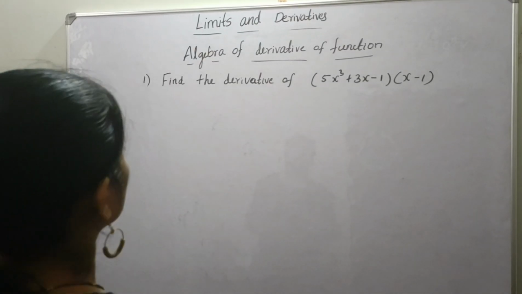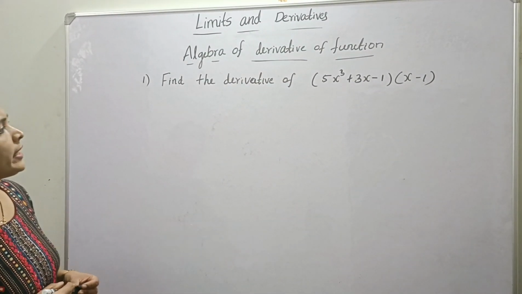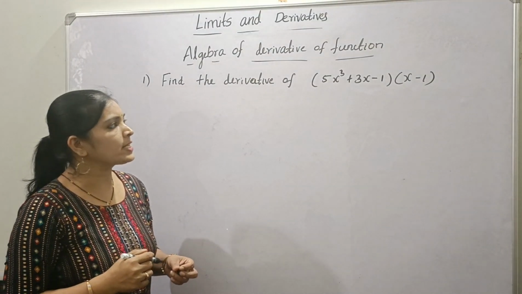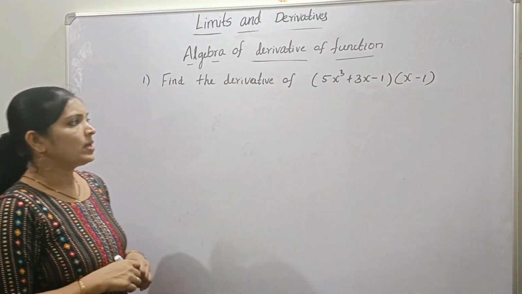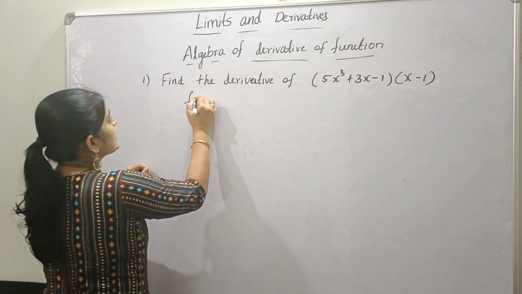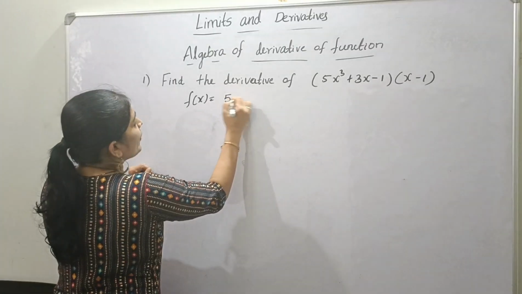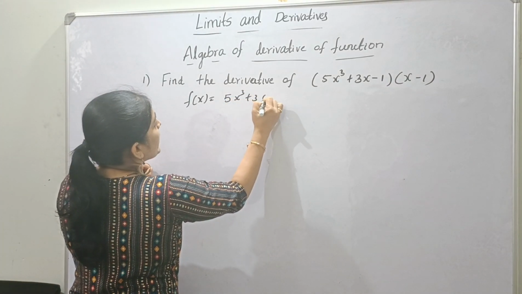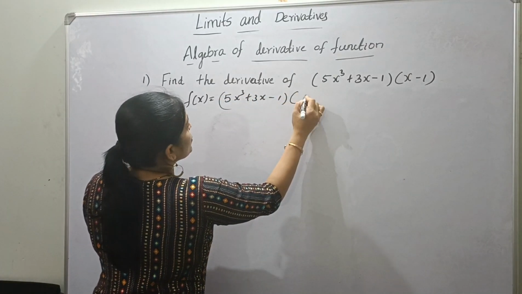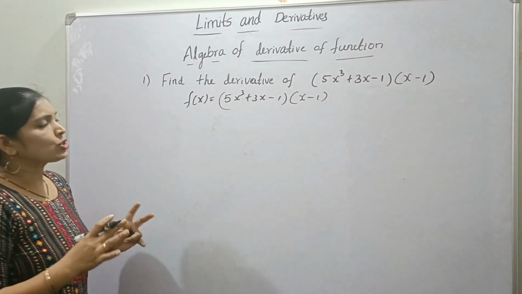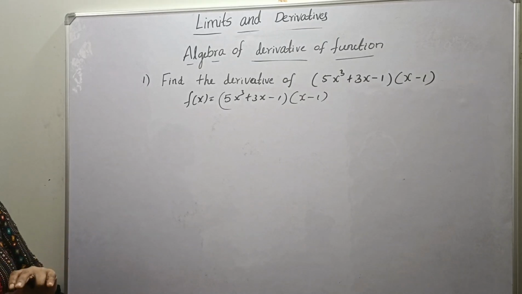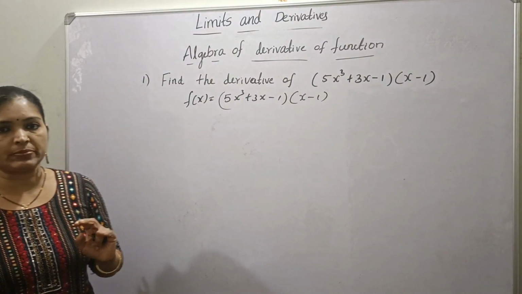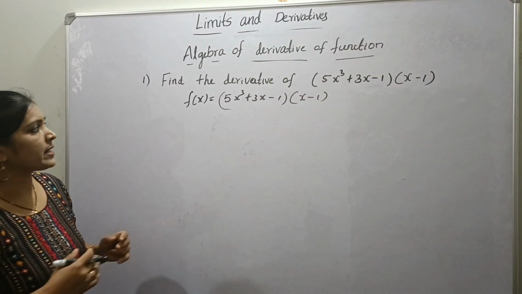Now let us go through some questions. First question, find the derivative of (5x cube plus 3x minus 1) into (x minus 1). Given function f of x is equal to (5x cube plus 3x minus 1) into (x minus 1). Here it is not mentioned that you have to find the derivative of this function from the first principle, so you can apply the formulas and find.